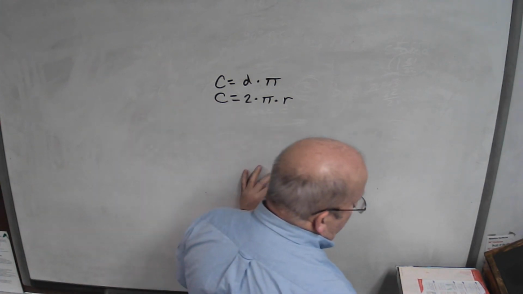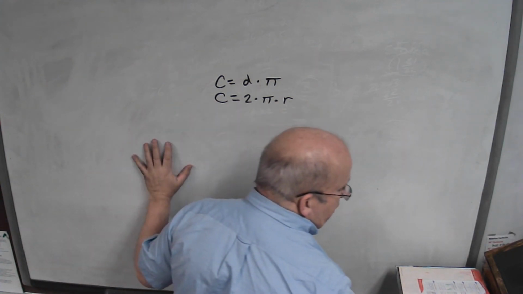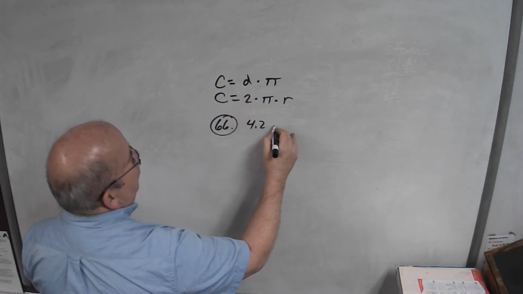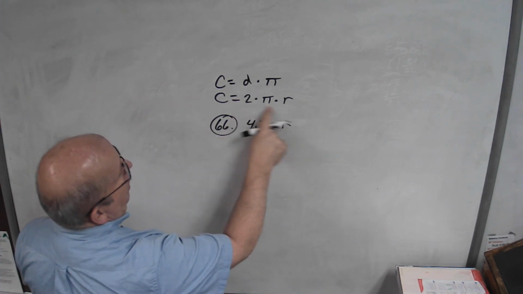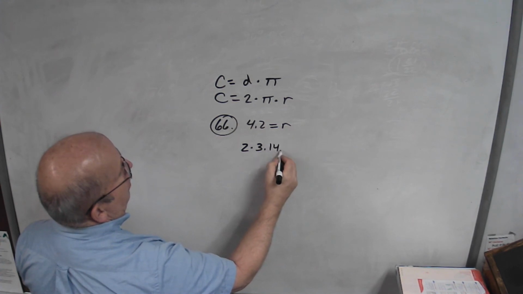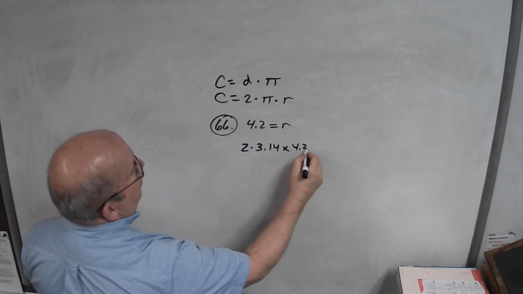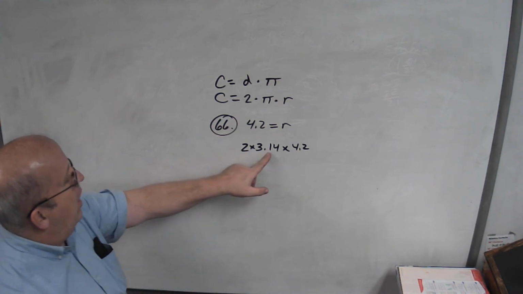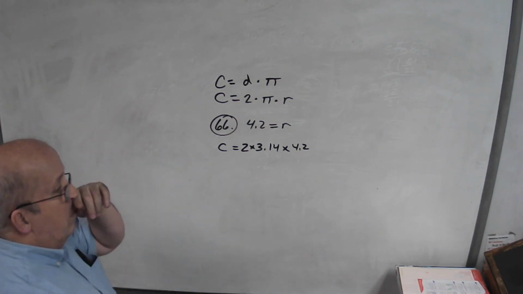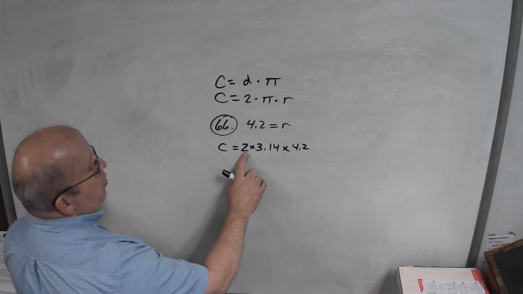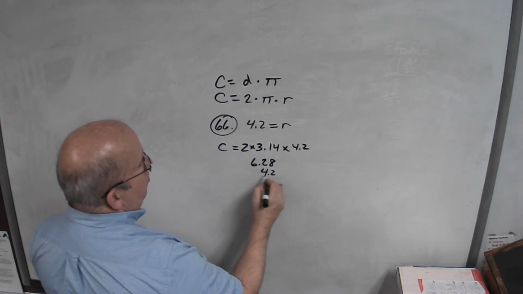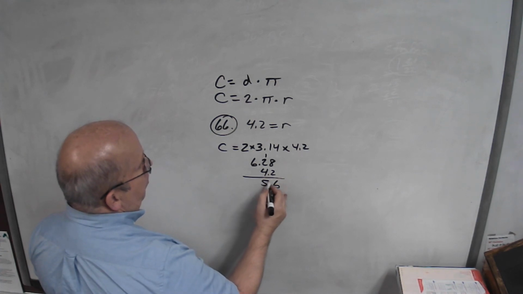Now, I'm going to do 66. 66 says we have a radius of 4.2. Well, if the radius is 4.2, I'm going to use the bottom formula because it has r in it. What's 2 times pi times 4.2? 2 times pi times 4.2 is going to give me my circumference, right? I happen to know that 2 times 3.14 is 6.28. I then take that times the 4.2, and let's see what we get.